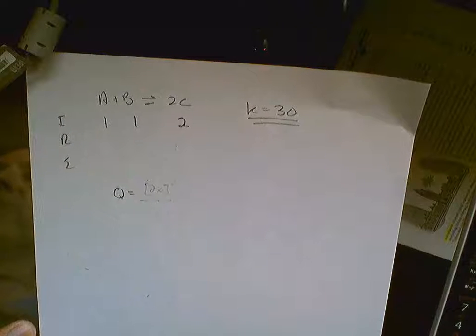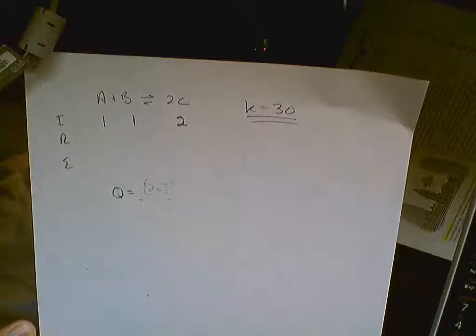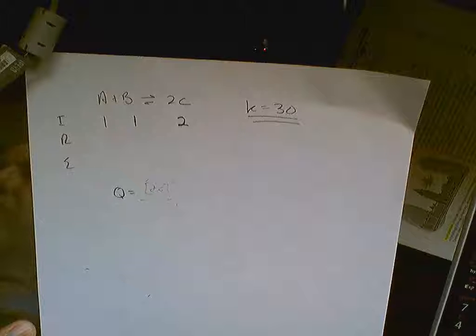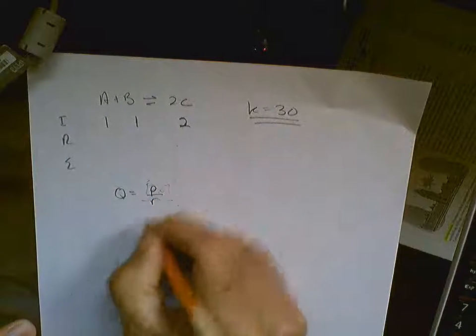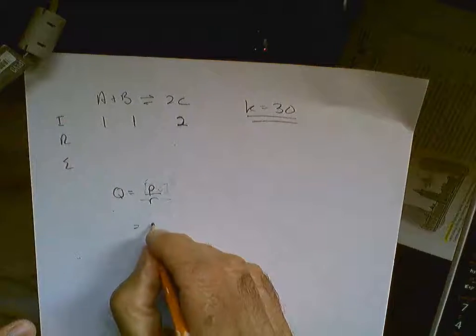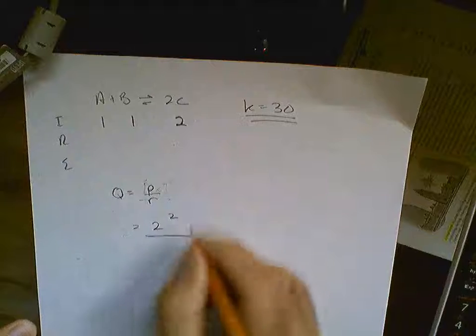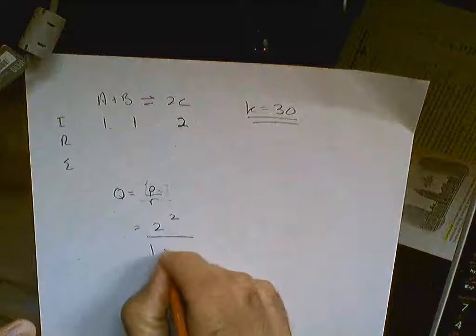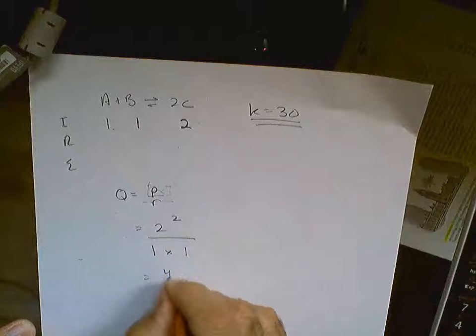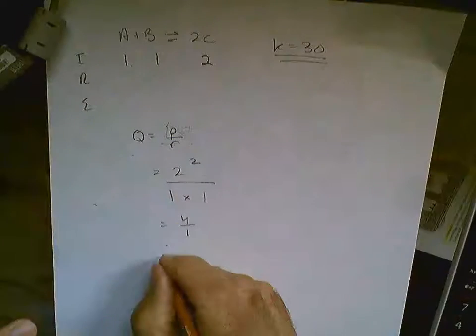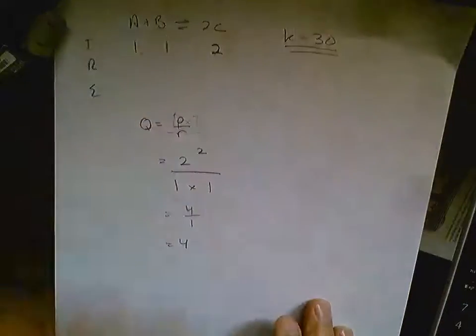I'm going to ask you to go through this once, then backtrack, go through it again to try and figure out what's going on here. Q is what you have when you've got all of the initial amounts, okay? And then you set up things the same. It's products over reactants. So we have a 2, but we've got a coefficient out front, so it's squared, and it's over the reactants, 1 times 1. So it's 4 over 1 is equal to 4.